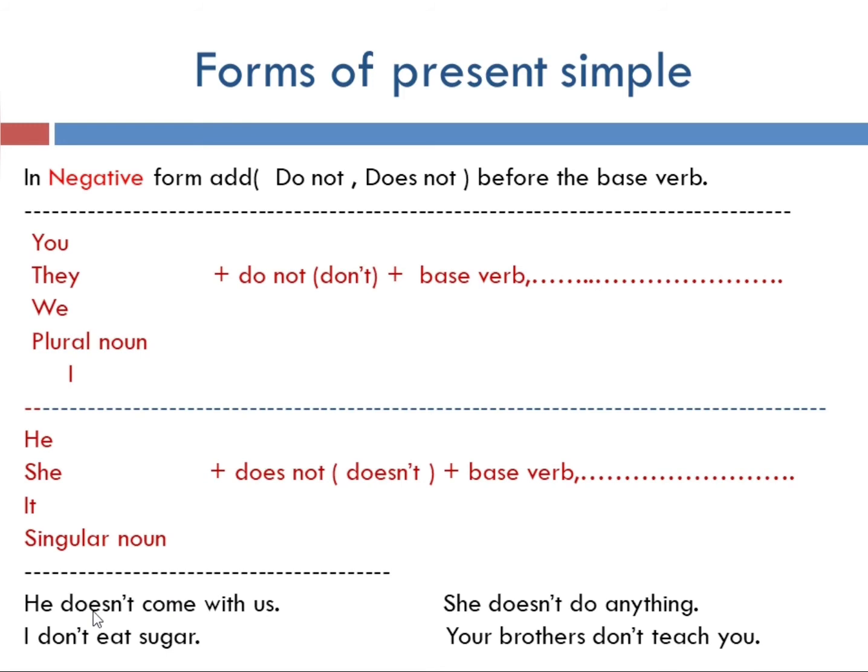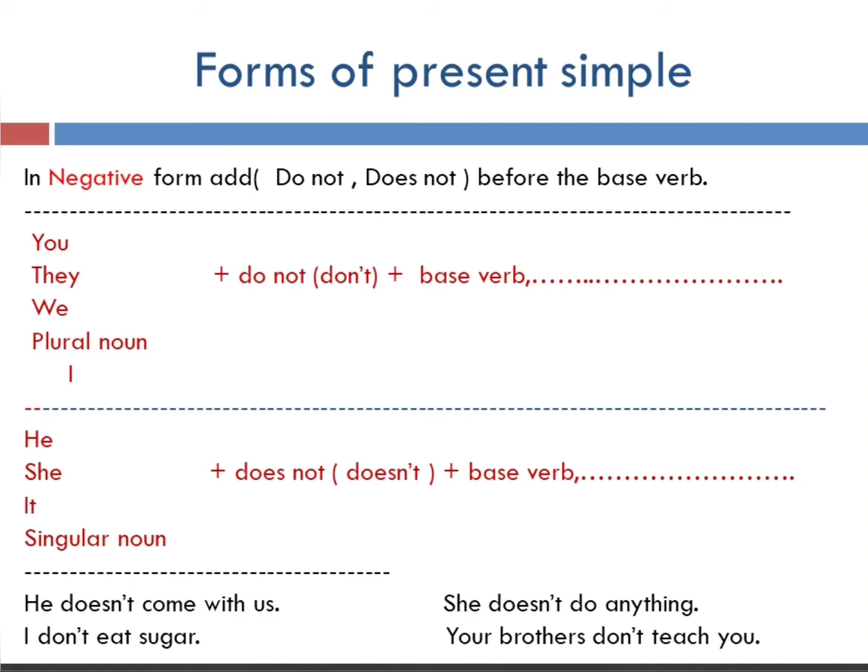See this one. He does not come with us. He doesn't come with us. You cannot say, for example, he don't come with us. Why? Because we have he, and it's a negative form. You'll say he does not come with us. And for she, the same. She doesn't do anything. And for it and for the singular noun, this is the same rule.